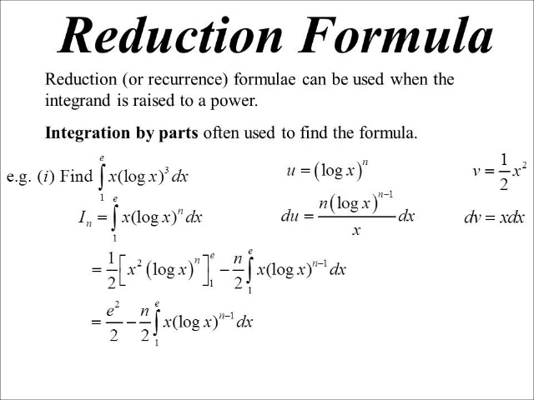And if I look at the second part, what have I got? I've got x log x. It's basically the same integral, but the power has been reduced by 1. So what I now have is e squared on 2 minus n on 2, but this integral I could call I n minus 1. And so there's a formula now that allows me to reduce it by 1, and I don't have to keep using parts over and over again.